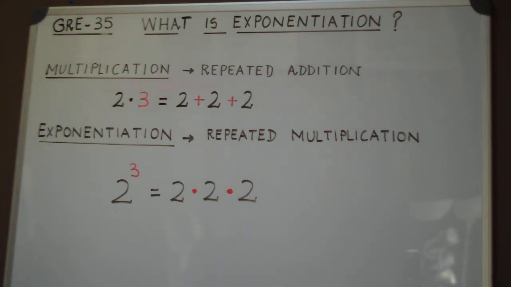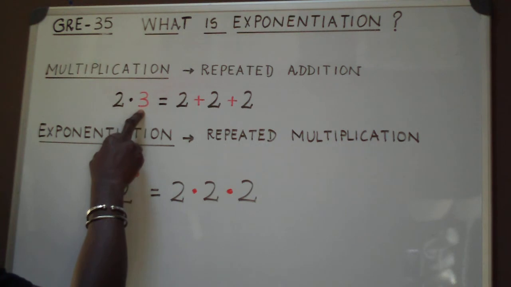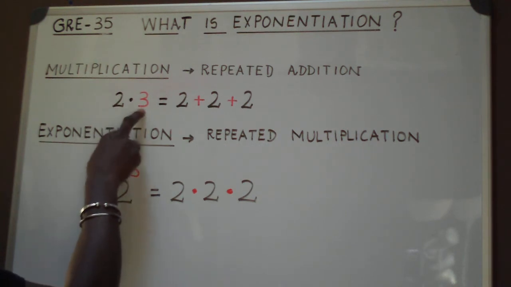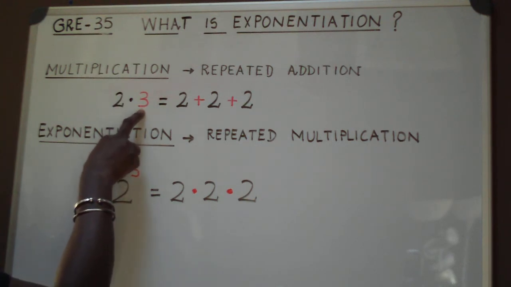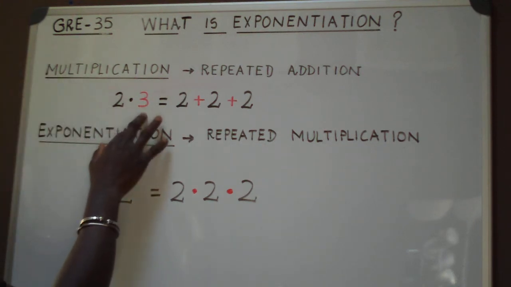Now, what is multiplication? Well, for example, if somebody comes to you and says 2 multiplied by 3, well, here the 2 is the multiplicand and the 3 is the number that does the multiplication. So therefore, the 3 here is the multiplier.